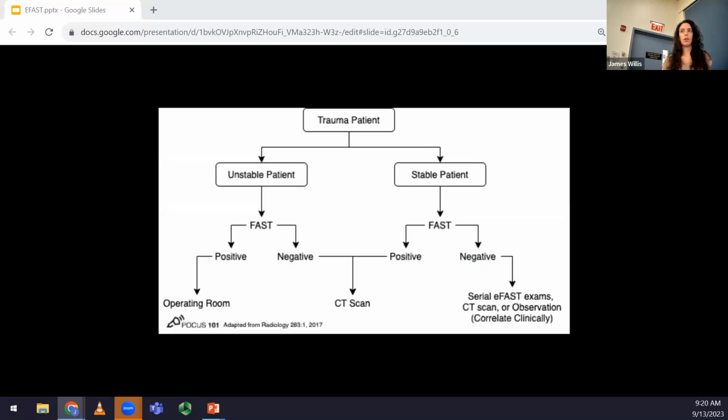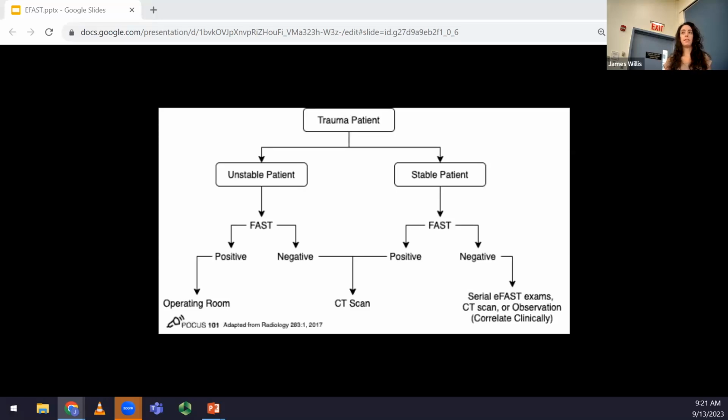So this is basically the algorithm that we're working with. You have a trauma patient come in. If that patient is unstable, this is not delaying or precluding any part of your primary survey and immediate patient care. So you still need to get your ABCs. You're still doing your secondary survey. As the end part of your secondary survey, that's where the FAST exam comes in. If your FAST exam is positive in an unstable trauma patient, that patient is going straight to the OR.